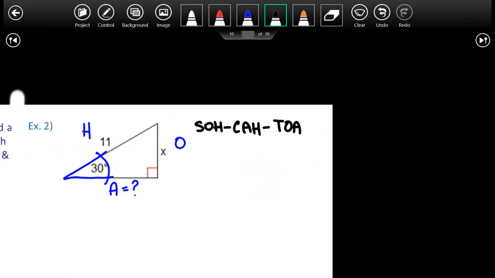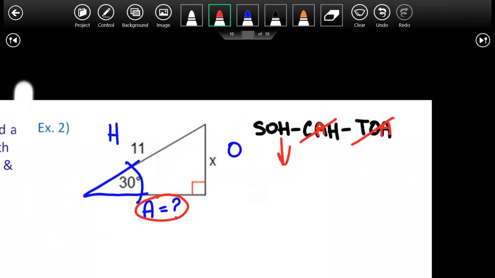We always want to write that down. It helps us determine which one we're going to use, right? Which one are we missing information on a triangle? The adjacent. So everything with A, what are we going to do? Cross out. So CAH goes away. TOA goes away. Leaving me what?